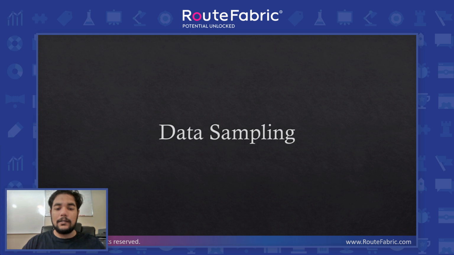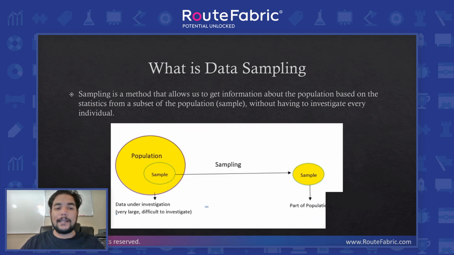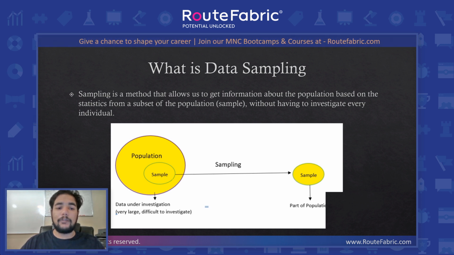And today, let us look at how to sample data and what is data sampling. Sampling is a method that allows us to get information about the population based on the statistics from a subset of the population, which is the sample data, without having to investigate every individual. This is to save some time and space, because if we can come to a conclusion on a sample, we can justify it towards the whole population.